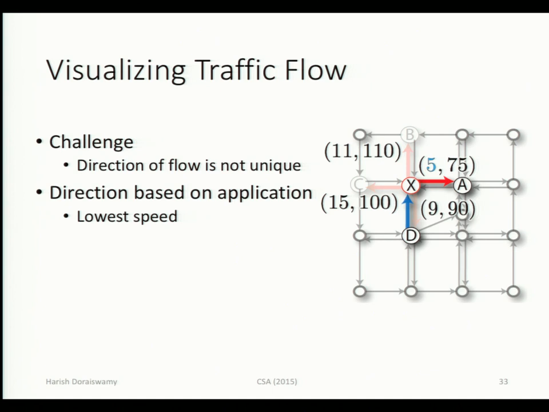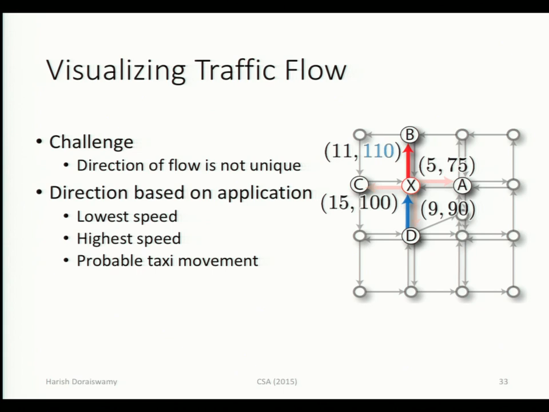So for example, we want to see how the bottlenecks are at different places. So maybe we can choose something like the lowest speed. We choose a direction of lowest speed and compute the flow lines. Or if you want to see how free-flowing taxi traffic moves, we can look at the highest speed. And at least in our data, since we also have the taxi density, if you want to look at how taxis generally flow, you can look at the probable taxi movement.